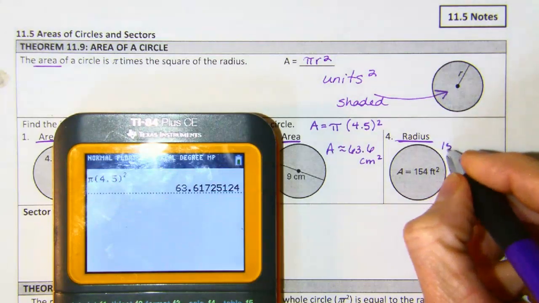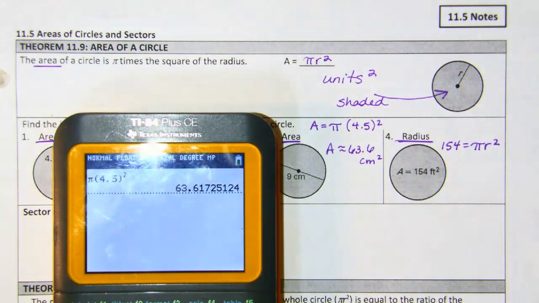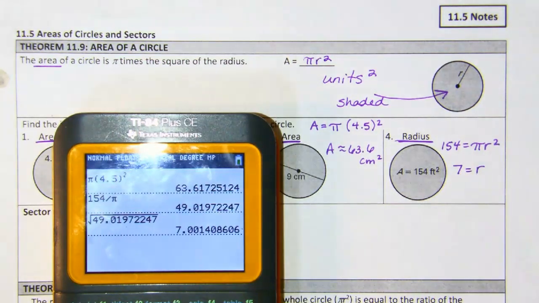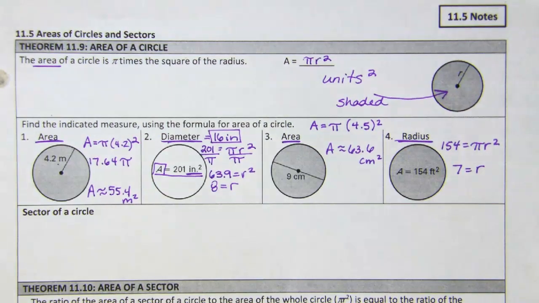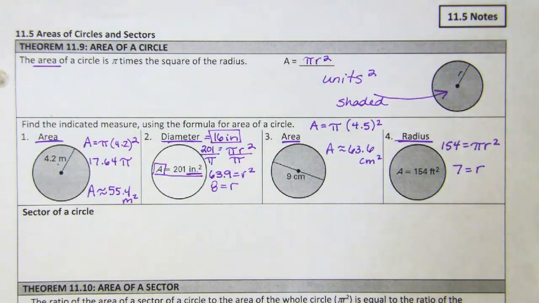And then number 4 says find the radius. So 154 is the area, which equals pi r squared. So we can do all of this on the calculator. So we can say 154 divided by pi. That again is about 49. So if we square root that 49, we're going to get the radius of about 7. So that's just a review of the area formula. You just need to make sure that you are paying attention to what they are asking you.